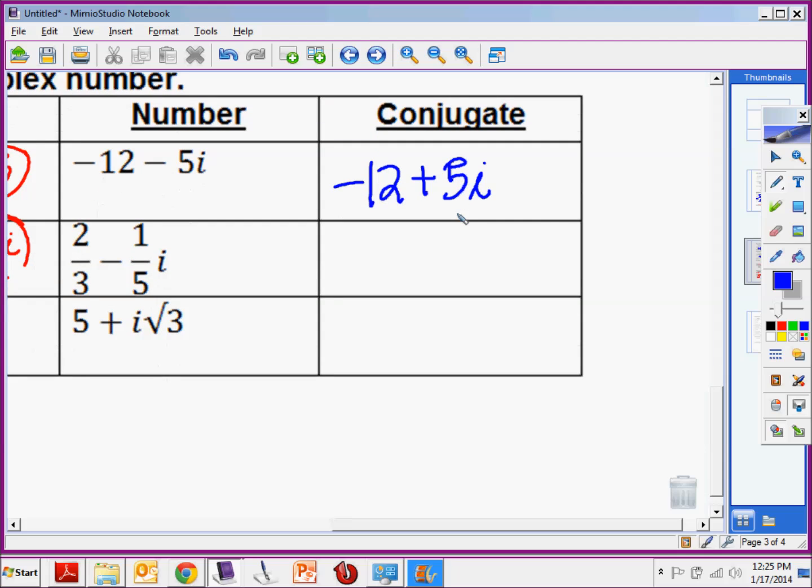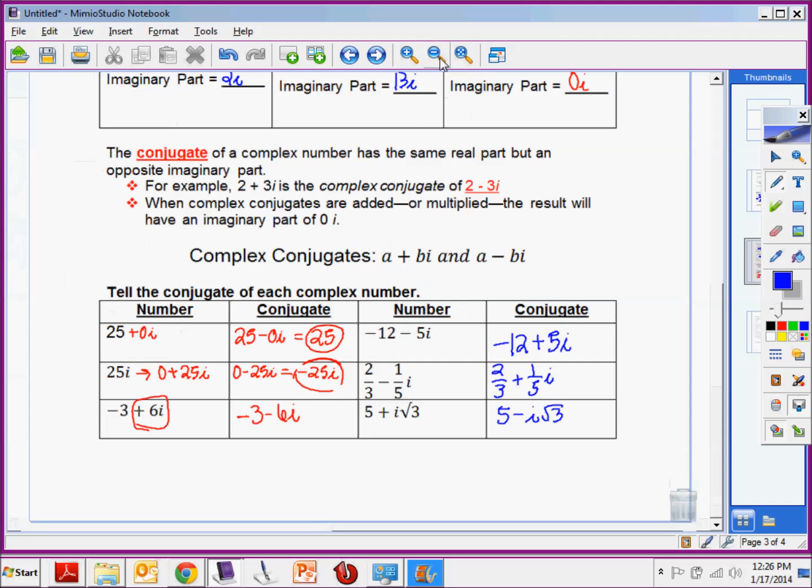Okay, anyways, what's the conjugate for 2/3 minus 1/5i? 2/3 plus 1/5i. Look at them, they said it together. All right, last one. 5 minus i square root of 3. So let's recap conjugates. The conjugate only affects the imaginary number. The conjugate of a complex number has the same real part and the opposite imaginary part. Thank you for reading the definition also, Trevor.